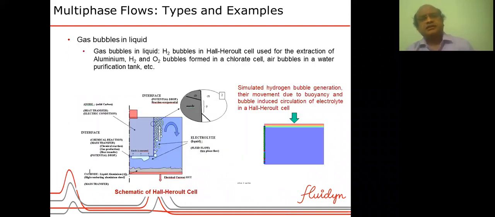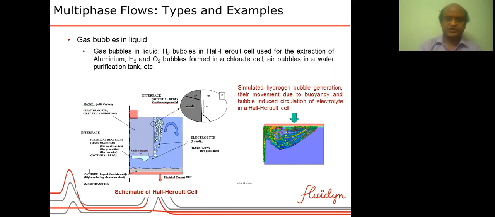The last category of combination of phases is gas bubbles in liquid. One example shown here is from electrochemistry. There is a system called the Heroult cell, which is used in the production of aluminum. There is an anode which is immersed in the liquid metal. When the electricity is applied at the anode, the hydrogen bubbles are formed due to electrochemical reactions.